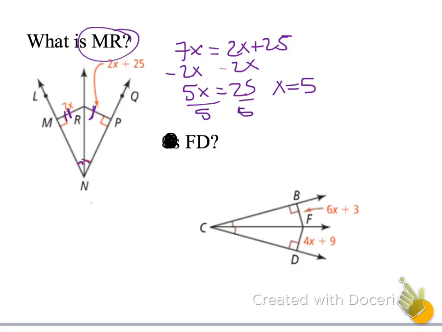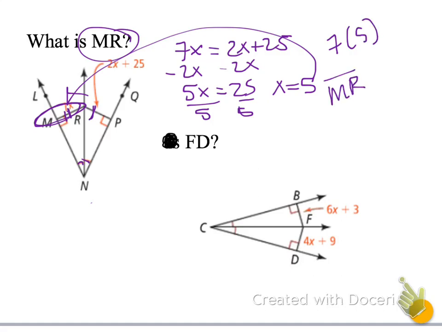I want to know what MR is, so I want to know what this length is, so I need to plop this x back into my equation. So I'm going to have 7 times 5, so MR is 35.